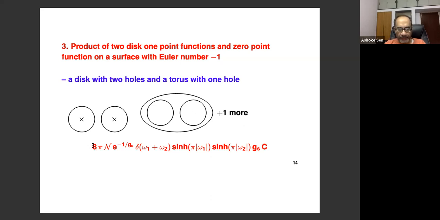And here the parametrization is easy. This is the leading contribution, the product of these two. And this is, of course, just a constant. This doesn't depend on any external energy. So I write this as G string times C. G string because this is Euler number -1, so G string to the minus Euler number. That's the factor of G string.